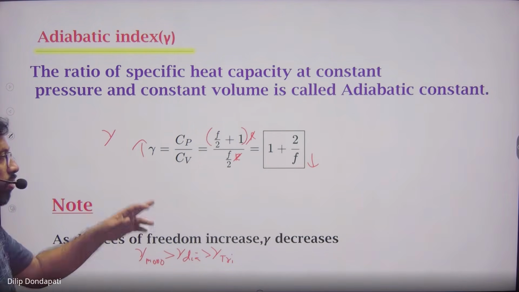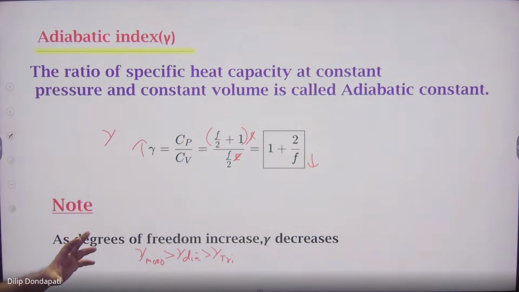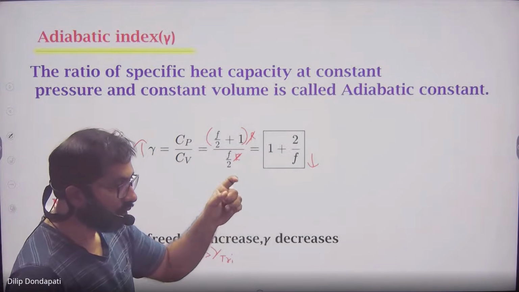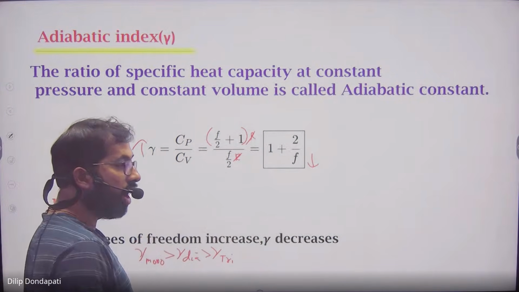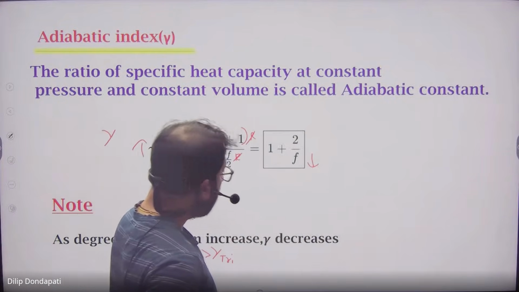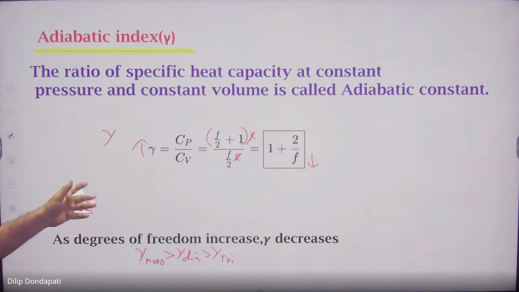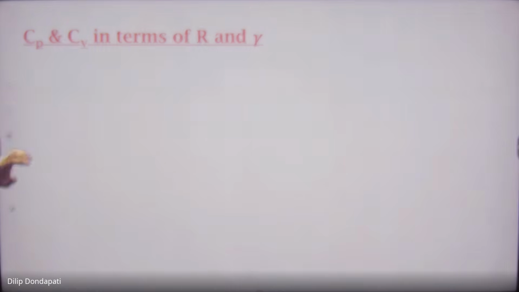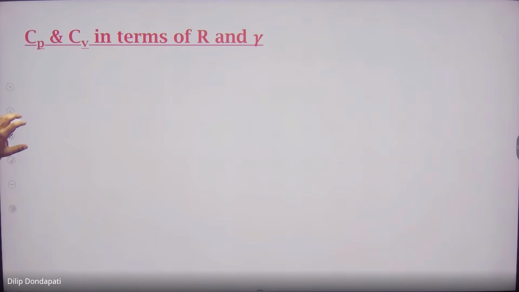So 1 plus 2 by f is the formula. Because questions में आपको कैसे रहेगा मालूम है? Sometimes they'll give in degree of freedom, sometimes they'll give in terms of R. So you have to know conversion, Cp Cv के different forms में you have to know. One more Cp Cv का formula: Cp Cv in terms of R and gamma. Formula बोल सकते हो? Cv in terms of R and gamma में.